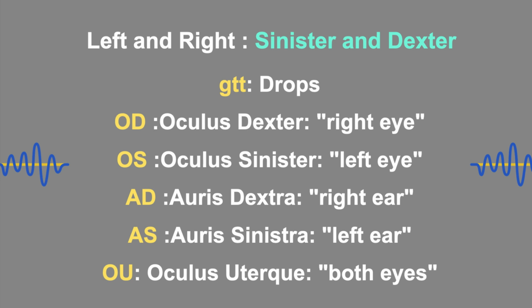AD stands for auris dextra, which means right ear in Latin. AS stands for auris sinistra, which means left ear in Latin. The word auris is the Latin word for ear. It is the root of English words related to hearing, such as oral and oracle. Similar to OD and OS, these abbreviations are used to indicate which ear a medication or treatment is prescribed for.